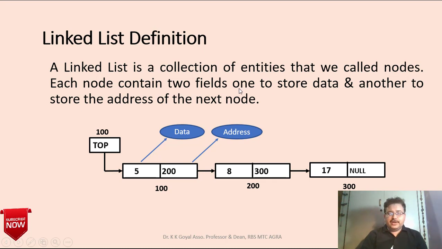Each node contains two fields, as we can see in the diagram. One is to store the data, and the second part is to store the address of the next node. So you can simply see this is the top. We have discussed in the single linked list, we were calling it start. So this is simply a pointer variable which will hold the first node address.